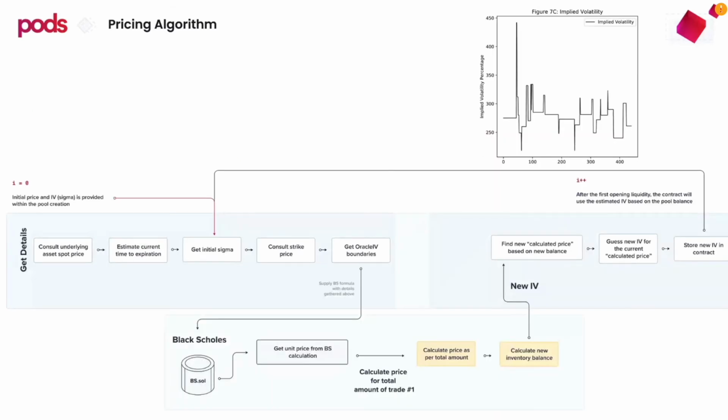To more concretely explain, on a Solidity level, how we process this initial IV sigma and how it works: at the very beginning, our algorithm takes inputs. It takes the underlying asset spot price, let's say Aave or Ethereum. It looks up what the time to expiration is. It keeps track of it. At the very first instance, you have an initial sigma that you input, the initial implied volatility. What's the strike price, which is a given. And then we have this little thing called Oracle IV boundaries. The only purpose of Oracle IV boundaries is to make sure that implied volatility does not go to 0 or infinity.